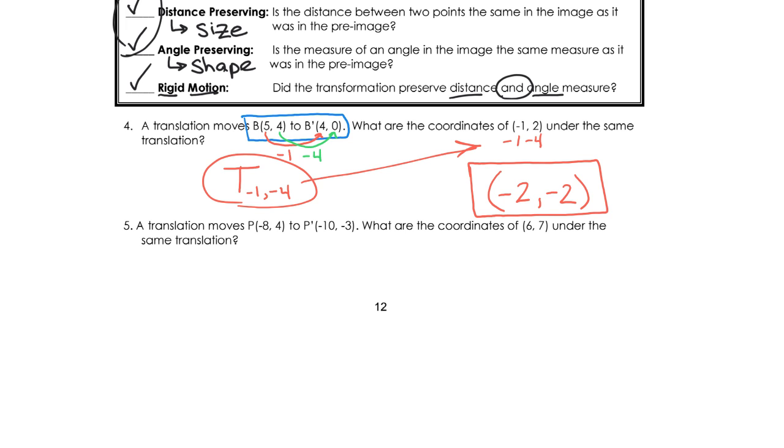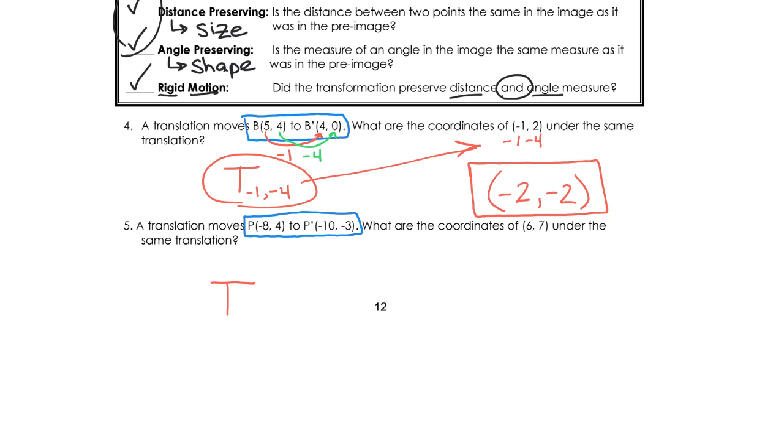We're going to try it one more time. So in number 5, a translation moves P to P prime. They want to know the coordinates of 6, 7 under the same translation. So it's like a two-part question. We have to first figure out what the translation is.